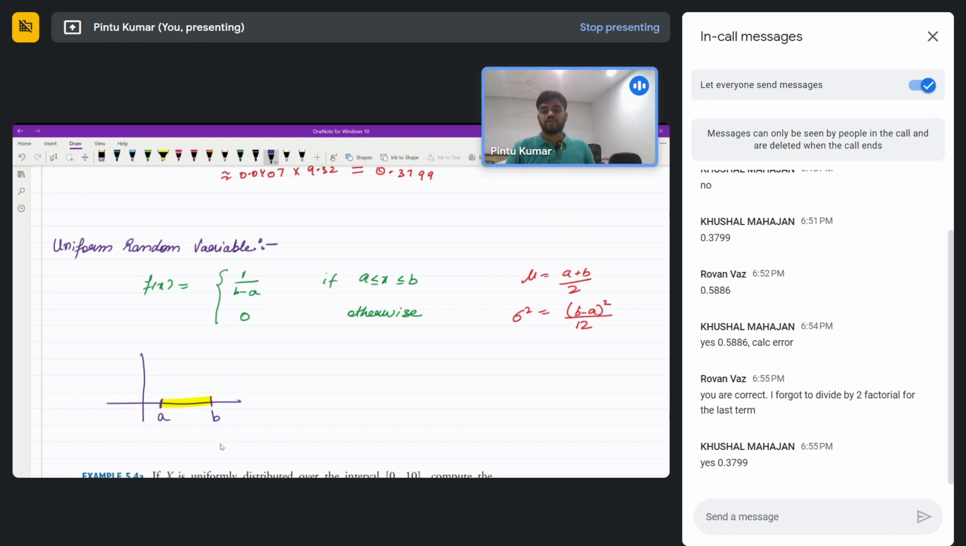So the length of this line is B minus A. If you are equally likely to land on any point, then that equal probability density is 1 upon B minus A, because the total probability is 1 and you need to divide it over the length from A to B. So this is how the uniform random variable is defined. If you are between A and B, then it is 1 upon B minus A. Otherwise it's 0, so the probability of any point outside this is 0.